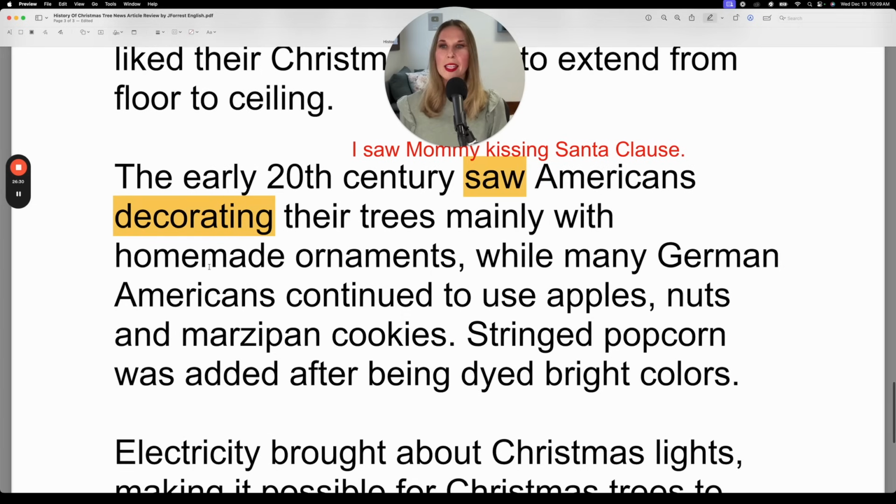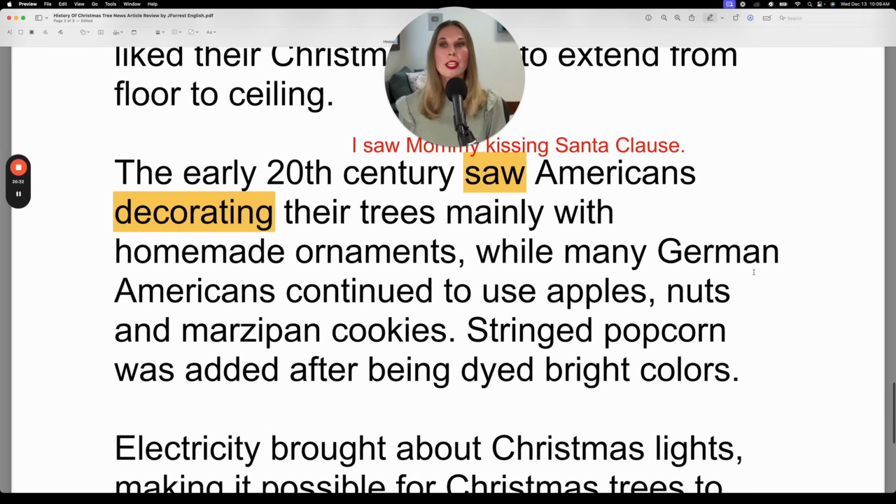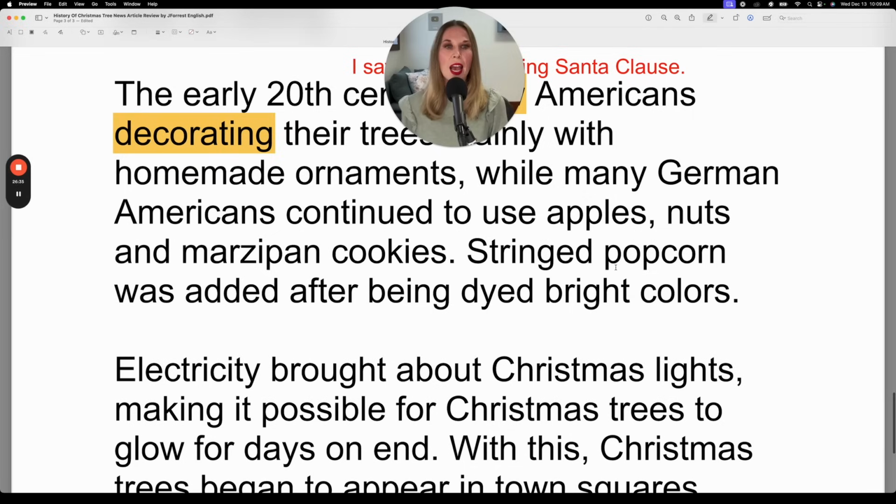There are trees mainly with homemade ornaments, while many German Americans continued to use apples, nuts, and marzipan cookies. Wow, I have never put fruit, nuts, or cookies on my Christmas tree ever. And I've never seen anyone do that. So again, my German students or anyone else, have you ever put fruit, nuts, or cookies on your Christmas tree? Let me know in the comments. That sounds like an oddity to me. Remember, that sounds strange. To me, that sounds a little strange to put apples, nuts, and cookies on a Christmas tree.